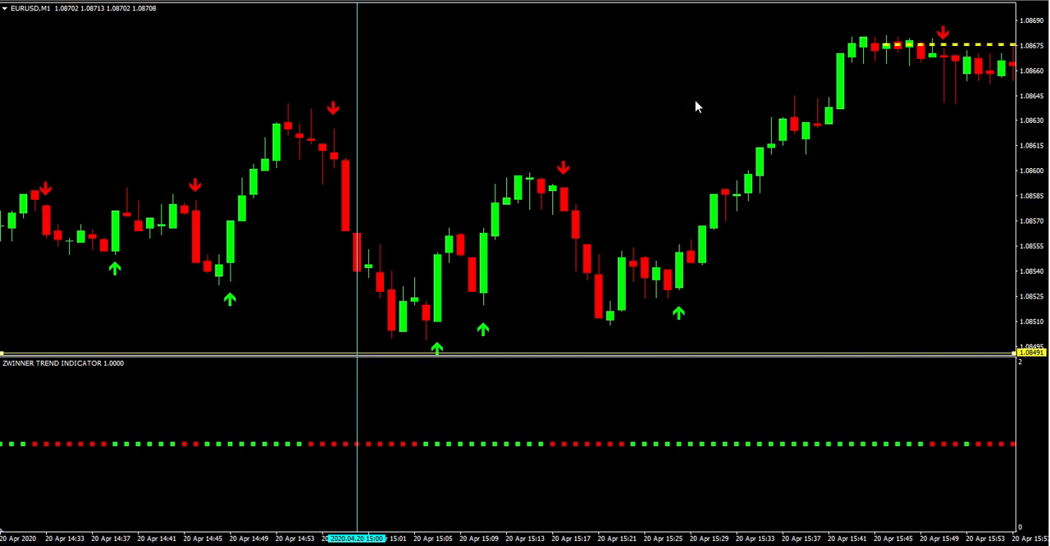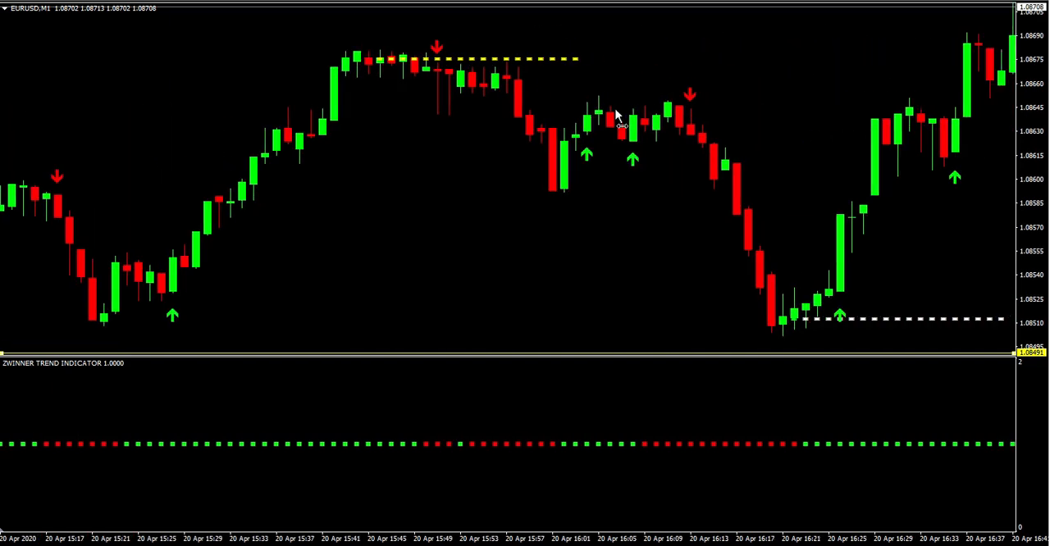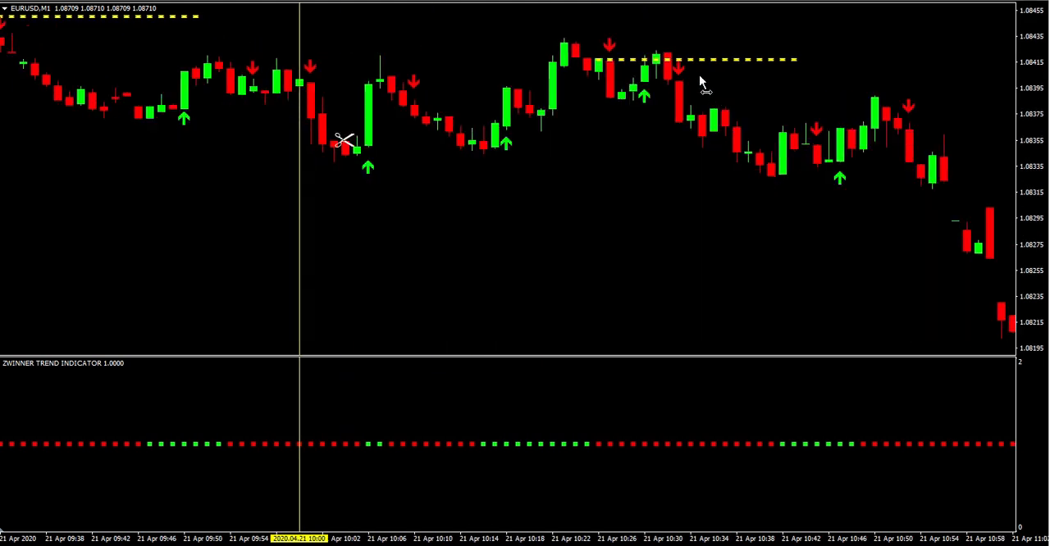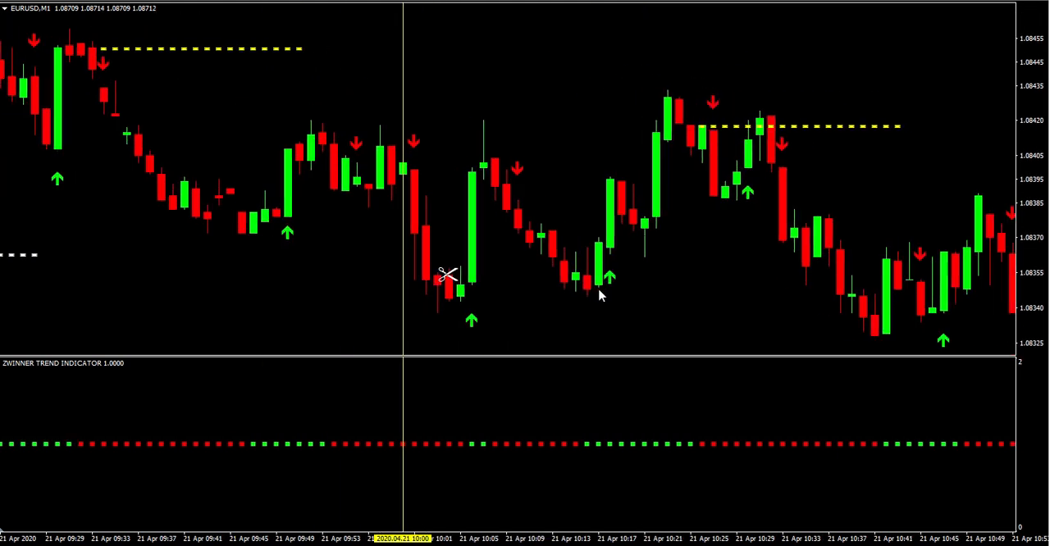Now let's start trading. So let's go to the London Open first. This is the London Open. Now this is on the 21st of April, that is yesterday. And so when the London market opens, we get a down arrow telling us to sell, but we don't have any support or resistance here.